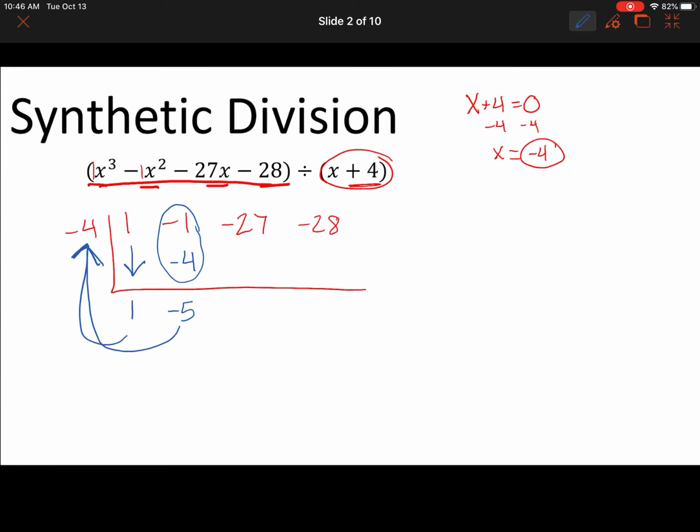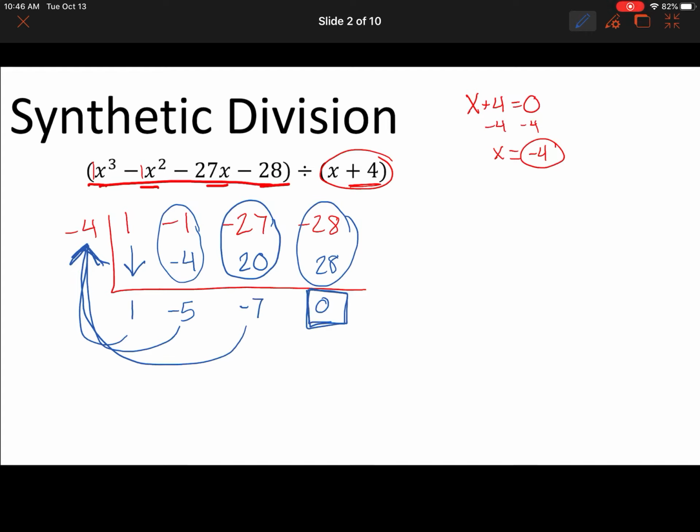And then I do the same thing. Whatever number comes to the bottom, I multiply by the number up front. So -5 times -4, which is +20, and I put it underneath the next number in the next column. Then I add those two numbers together. So -27 plus 20 gives me -7. And then I multiply -7 times -4, which gives me +28. So when I add these together, I get 0. This last number down here is my remainder. So this time I don't have a remainder.